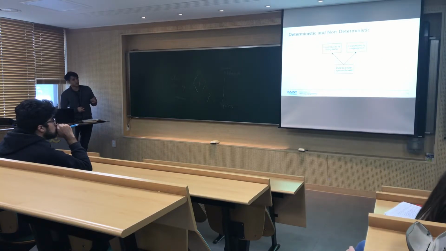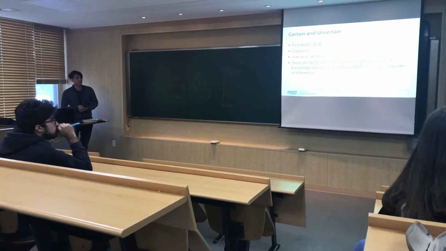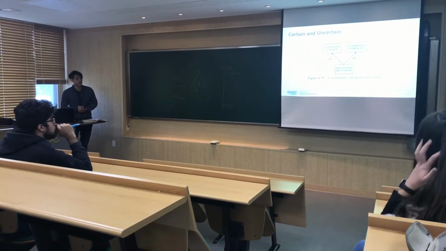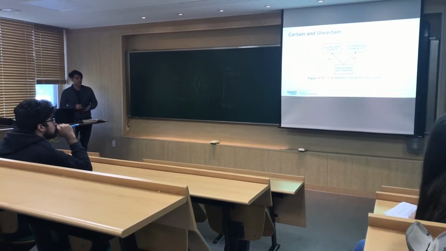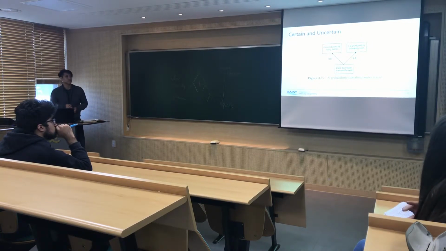So before, this was the graph for the non-deterministic value. And if we look at the certain and uncertain, there is an added value of the probability. So with 80%, it could have been produced by the rising damp. And with a probability of 40%, it could have been produced by a leaking roof. And so this is a probabilistic rule about the water stains.